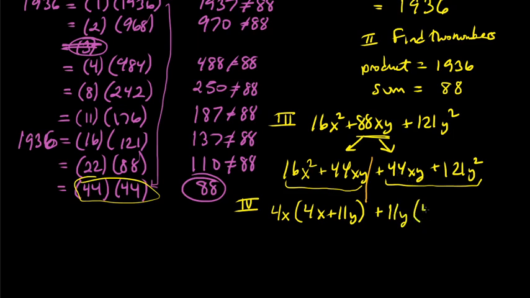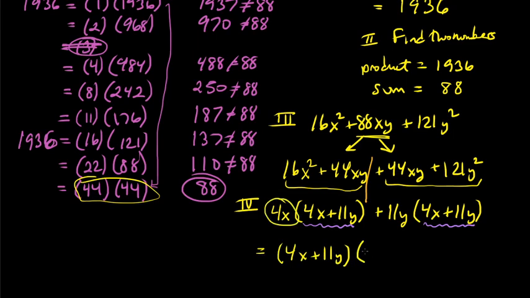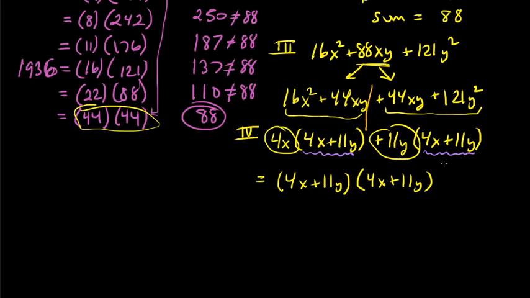44xy divided by 11y is just 4x. And 121 divided by 11 is 11. Y squared divided by y is y. So if we did this right, the 4x plus 11y should match. And we can factor that out. And what does it multiply? Well, it multiplies 4x plus 11y. And I think we're done, right? We factored this as 4x plus 11y times 4x plus 11y.